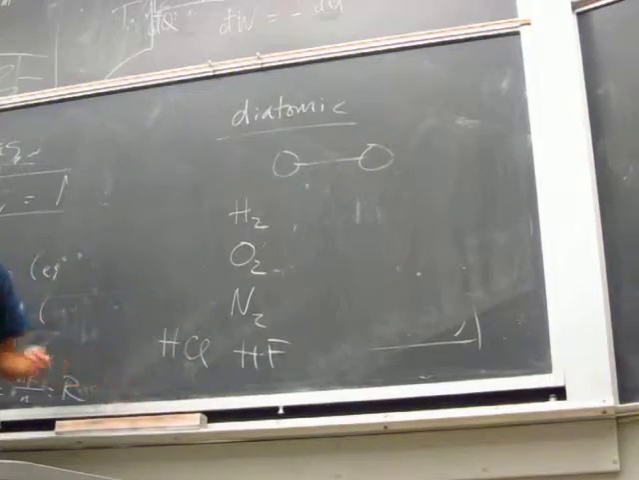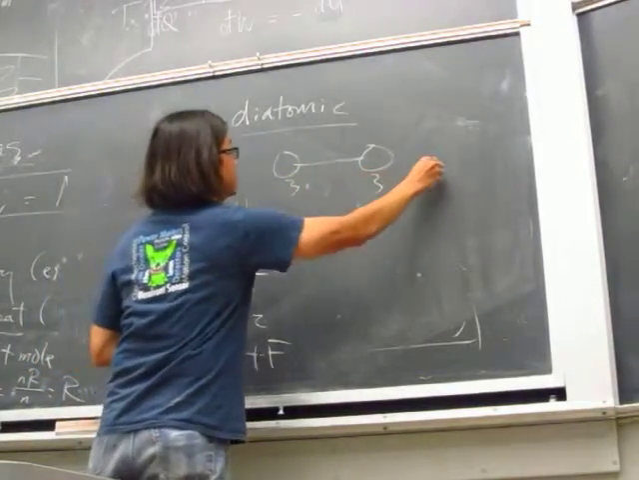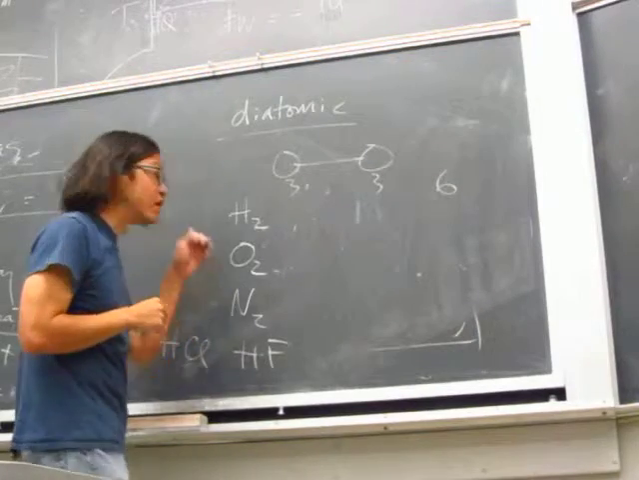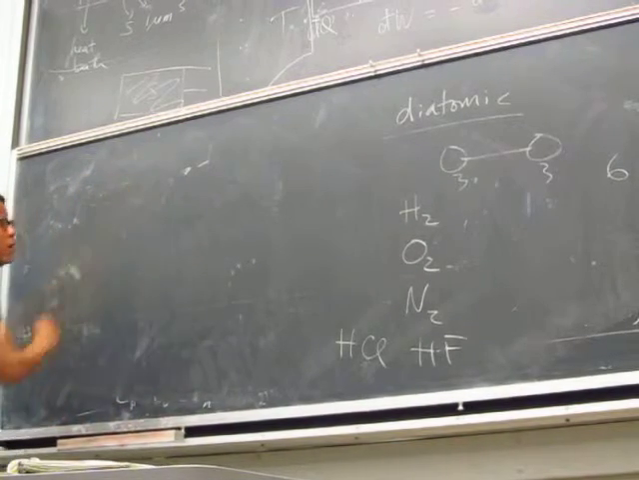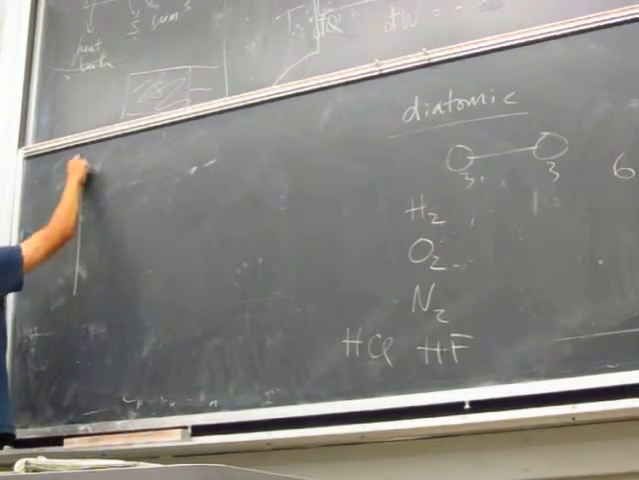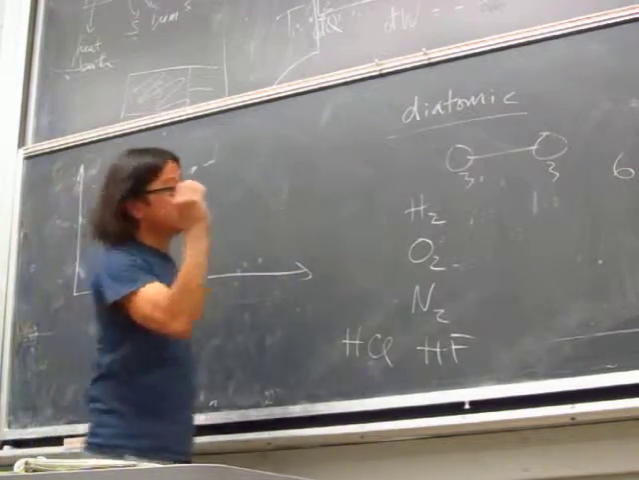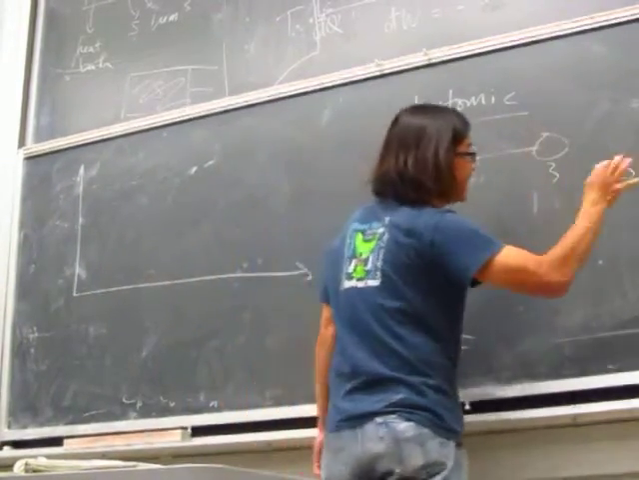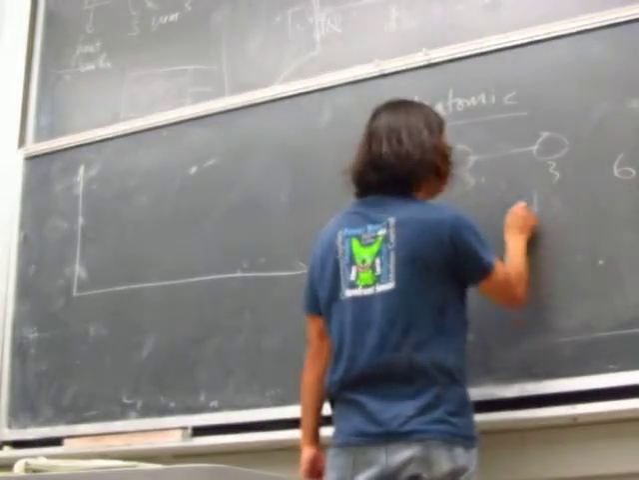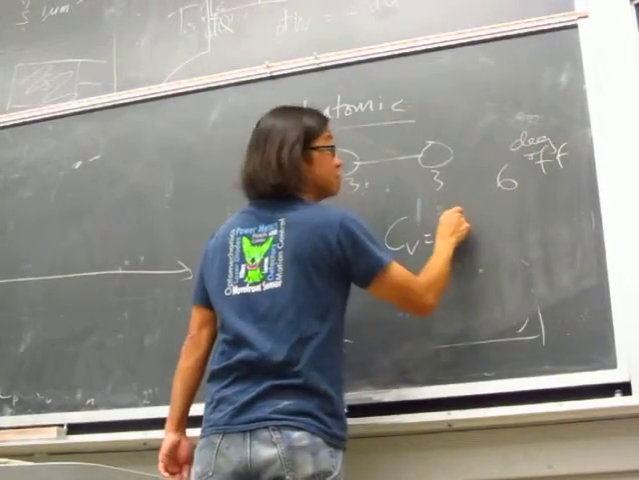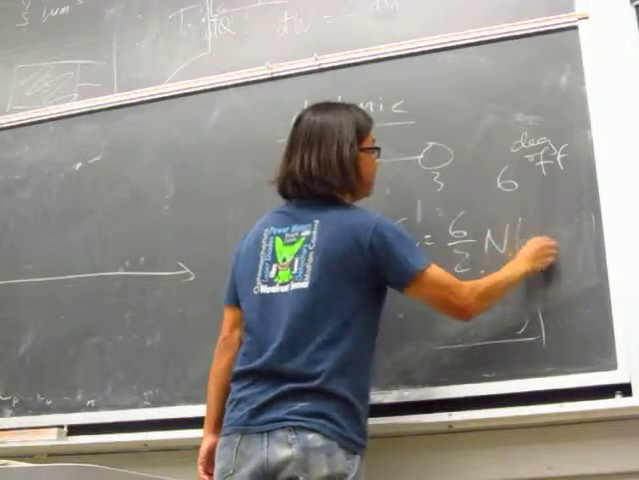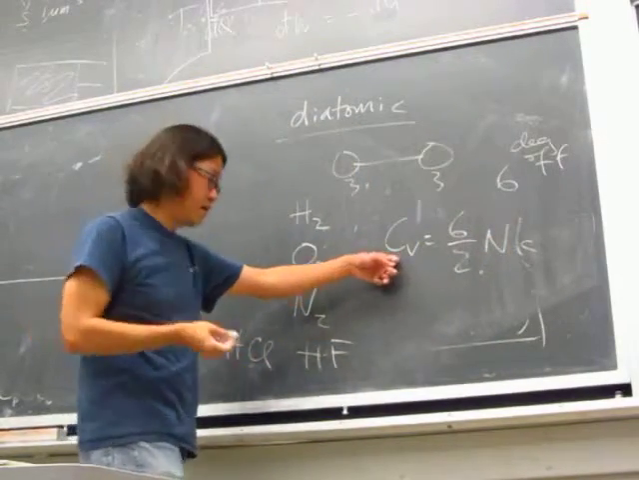Well, if you're just counting, yes, you would think that there are 3 here, so you should have 6. It turns out it matters what material you have. This is discussed in the book, and you should read it. I was hoping to actually cover it in class, maybe I still will. Thinking classically, you think there are 6 degrees of freedom, then this becomes 6/2 Nk. That's what you expect.